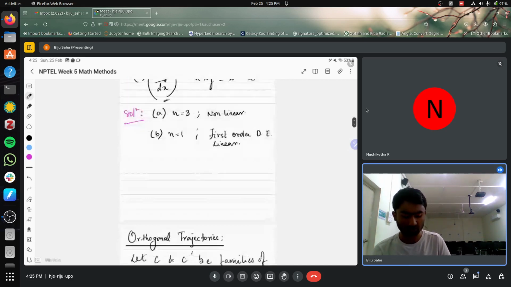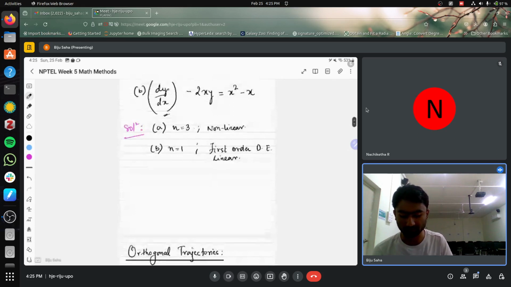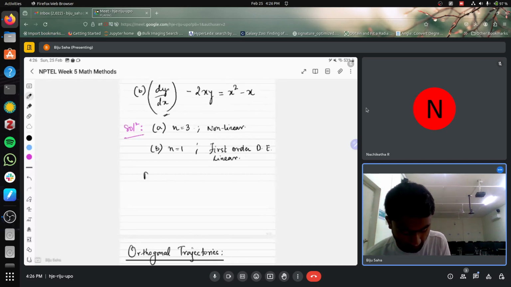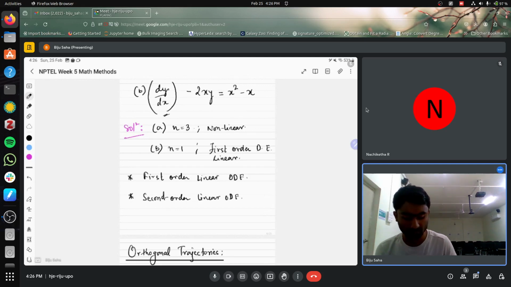Most of the time we will be discussing this first order linear differential equation and how to solve them. I will discuss the first order linear ordinary differential equation most of the time, and in the later part of the class I will introduce how to solve the second order linear differential equation.